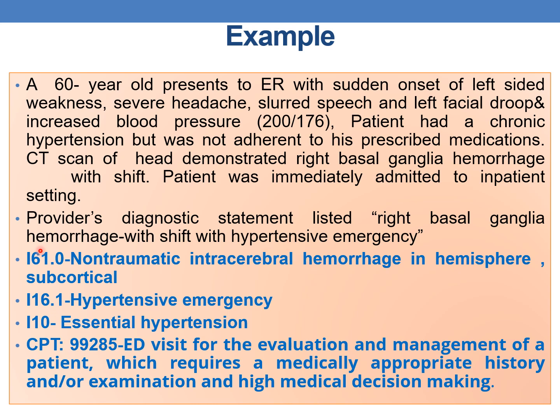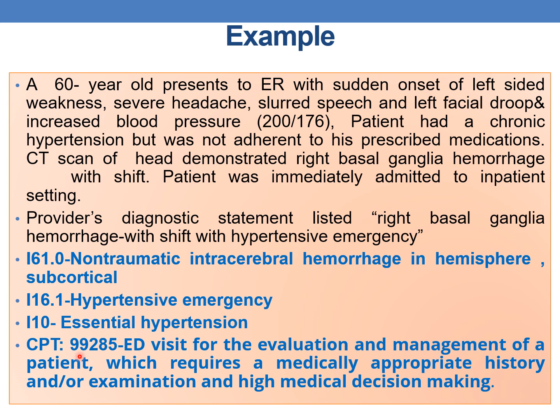So the first code will be I61.0, non-traumatic intracerebral hemorrhage in hemisphere, subcortical, followed by I16.1, hypertensive emergency. Hypertensive emergency occurred because of the cerebral hemorrhage. So here the intracerebral hemorrhage is coded first because this is the reason for admission. Then followed by hypertensive emergency I16.1, then I10, essential hypertension, to indicate chronic hypertension.